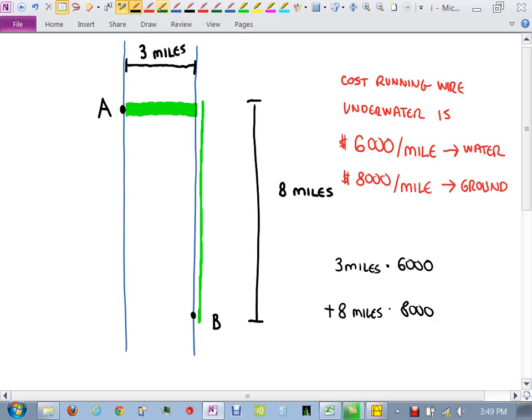Here's another way. I could just go straight from A to B. Right? In that case, I'm going to go how many miles? So you'd have to use the Pythagorean theorem to figure out how long the purple is. So it's the square root of A squared plus B squared. So 9 plus, what is that, 8? Oh, 64. It's probably a nice number. No, it's not. So you get something like 8.544, something like that. That's how long that is. But it's all underwater, right?